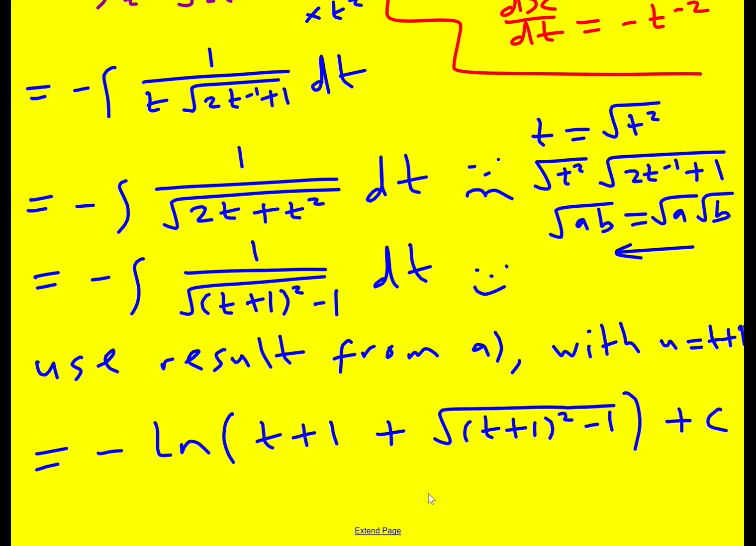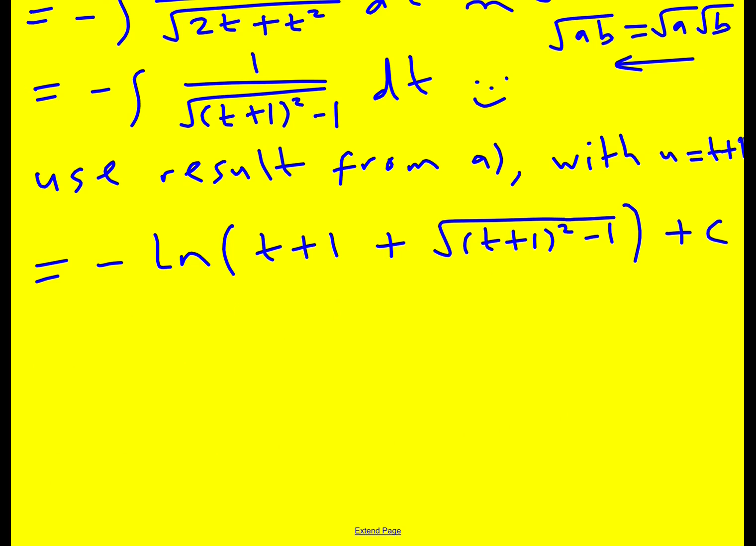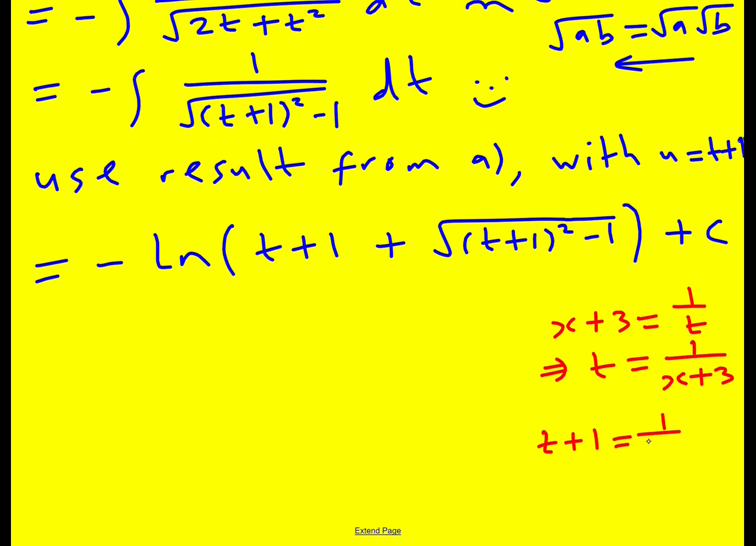Okay, we're not done because that is the answer in terms of t, but remember we had this substitution. x plus 3 was equal to 1 over t, which means that t is equal to 1 over x plus 3. We also have a t plus 1 in there, so it's probably worth figuring this out. t plus 1 is going to be 1 over x plus 3 plus x plus 3 over x plus 3, which is x plus 4 over x plus 3. And we're in good shape now.